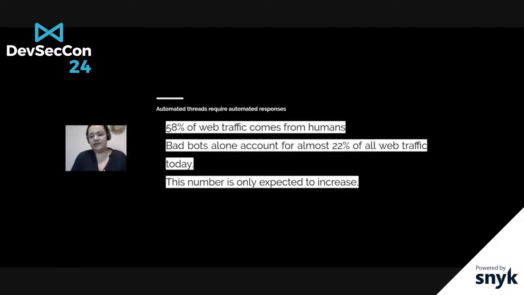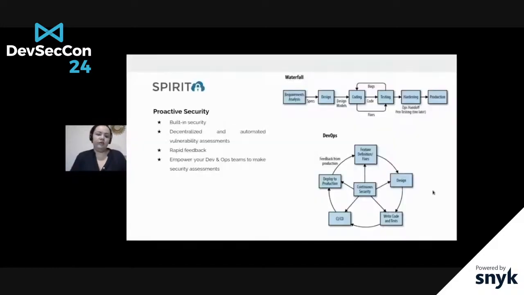There are some studies that say that 58% of the web traffic comes from humans and 22% comes from bad bots. And this number is only expected to change. So one of the main challenges for InfoSec pros is to bring their game from a reactive one to a proactive security.